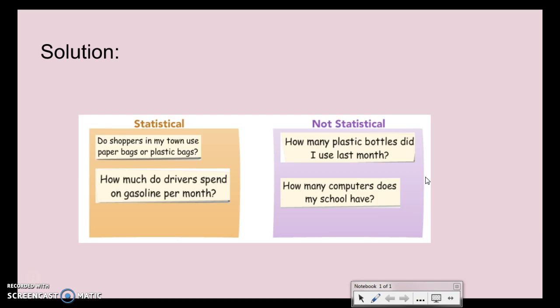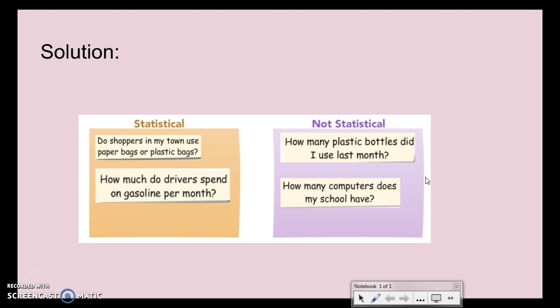That's a good statistical question because some of them might all use paper bags, or they all use plastic bags, or Jenny, she uses both, or Miss Kennedy, she only uses cloth bags. You can have different answers to that question.